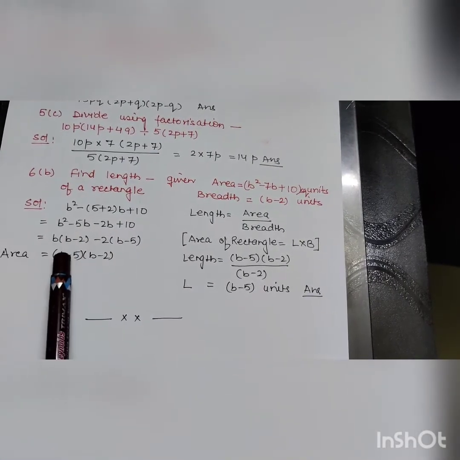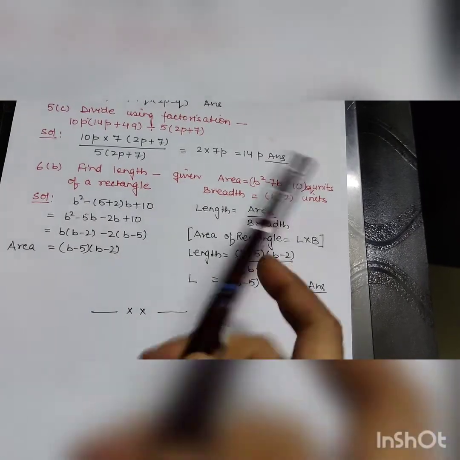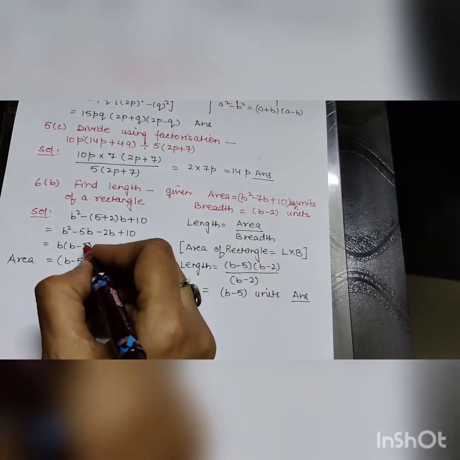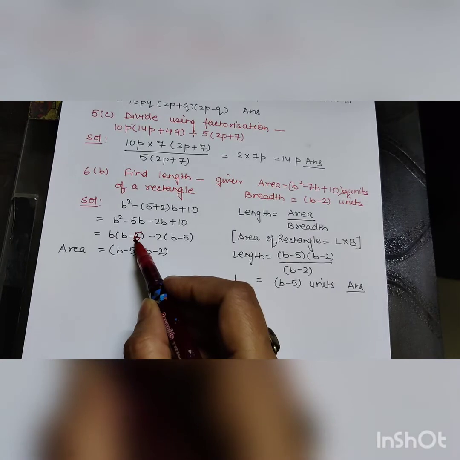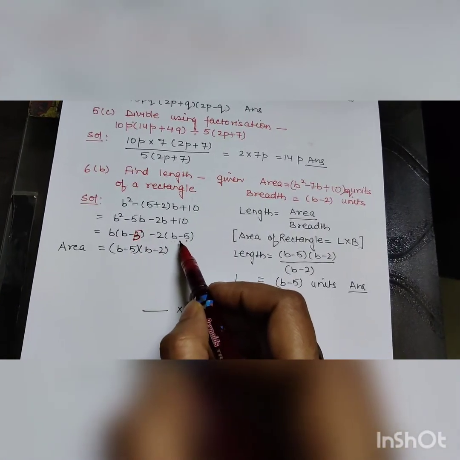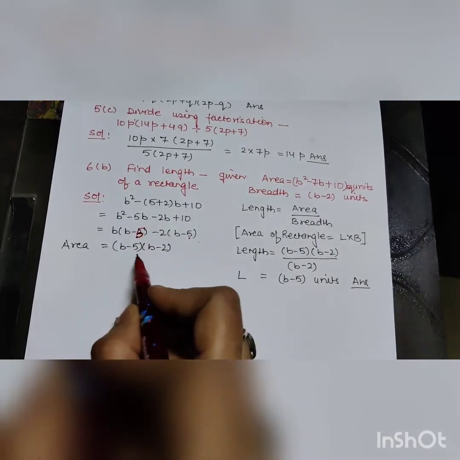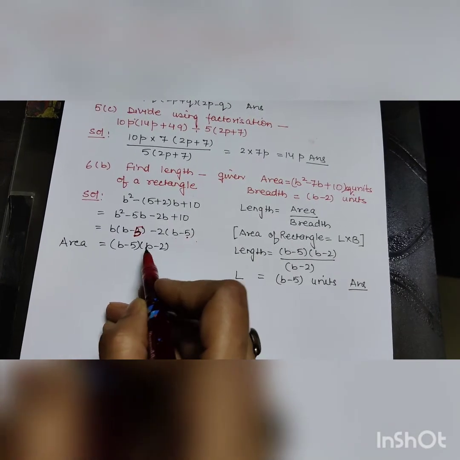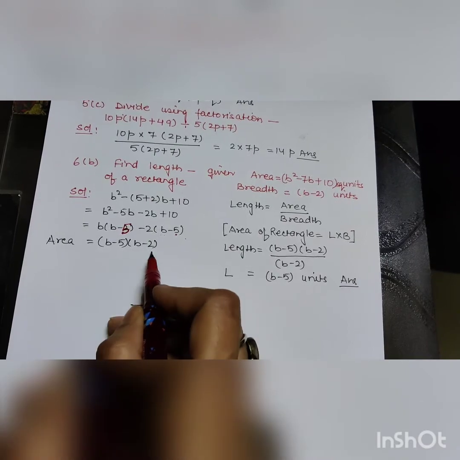In the first two terms, b is common. In the last two, 2 is common. And you can see here that inside the bracket we have got b minus 5 here and b minus 5 over here also. So b minus 5 is common in both. Taking out b minus 5, we are left with b minus 2. So the two factors are b minus 2 and b minus 5.